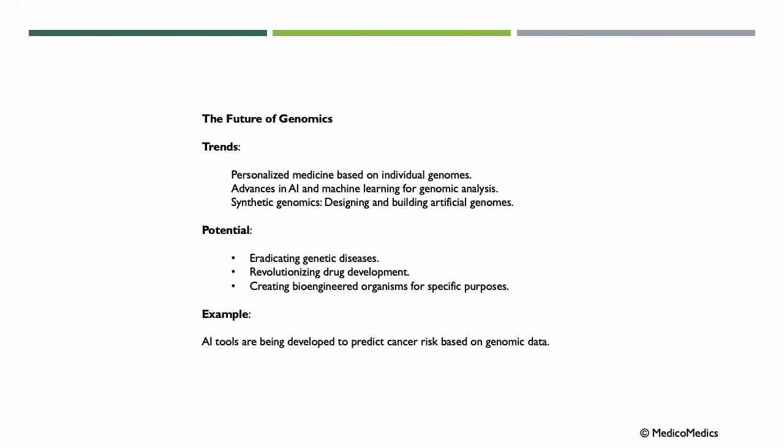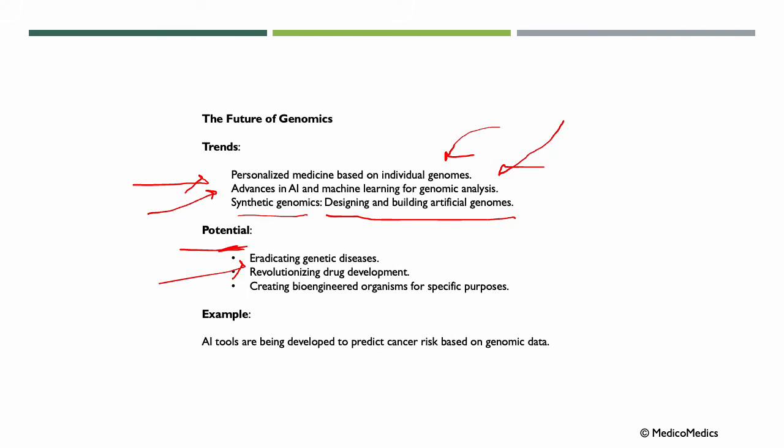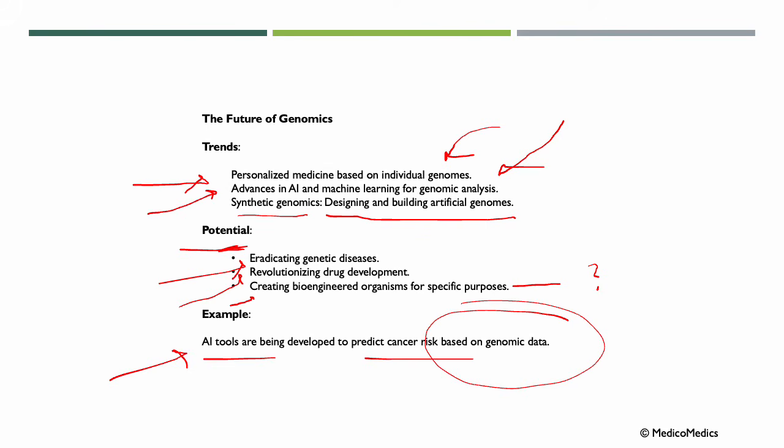Now, what does the future hold? Well, some trends are personalized medicine based on individual genomes, advances in artificial intelligence and machine learning for genomic analysis, synthetic genomics, so designing and building artificial genomes. Potentials, well, it gives us the ability to maybe eradicate genetic diseases, revolutionizing drug development, and creating bioengineered organisms for specific purposes. This might be a bit scary, but, let's see. An example, AI tools are being developed to predict cancer risk based on genomic data.